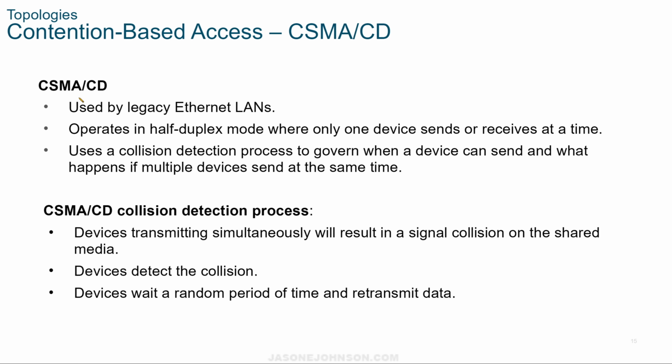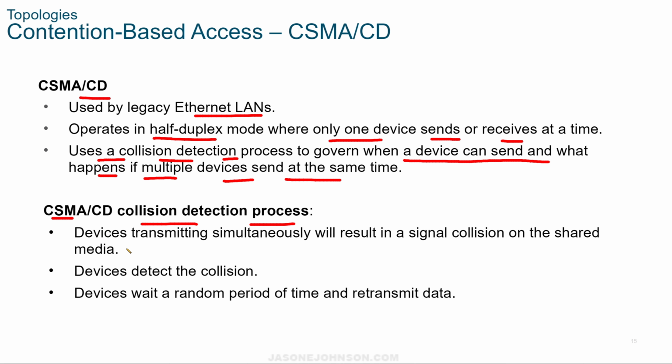CSMA/CD is used by legacy Ethernet LANs. It operates in half duplex, and only one device sends or receives at a time. It uses a collision detection process to govern when a device can send and what happens if multiple devices send at the same time. In the collision detection process, devices transmitting simultaneously will result in a collision on the shared media. The devices detect the collision, and then they wait a random period of time and retransmit the data.